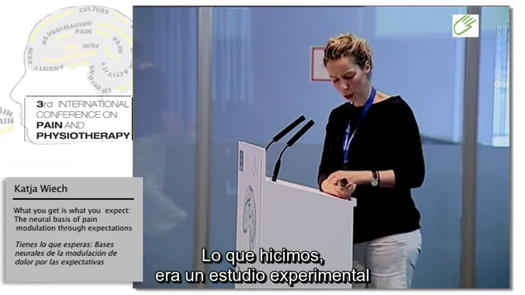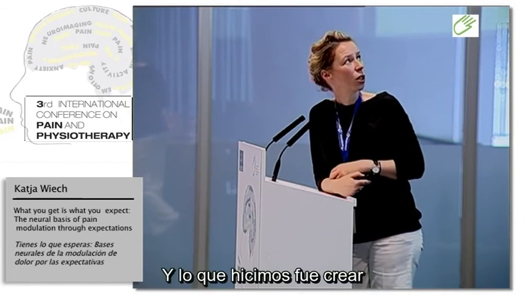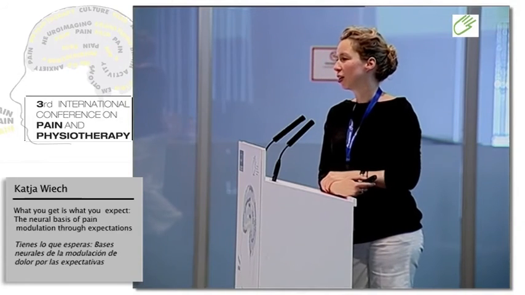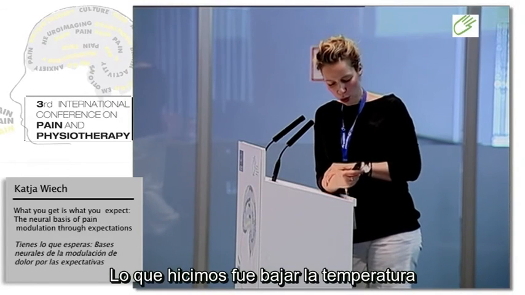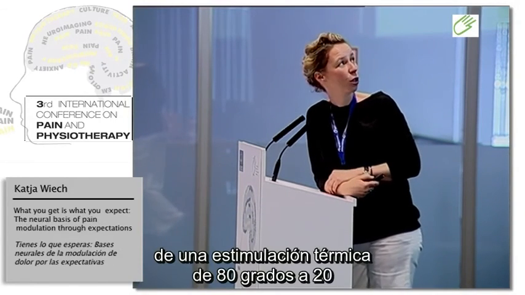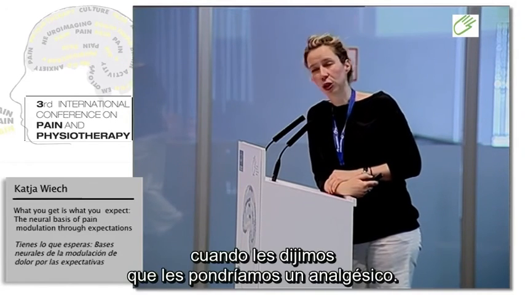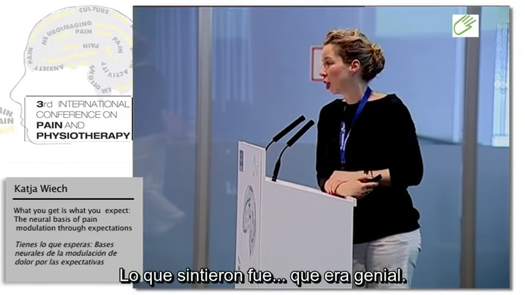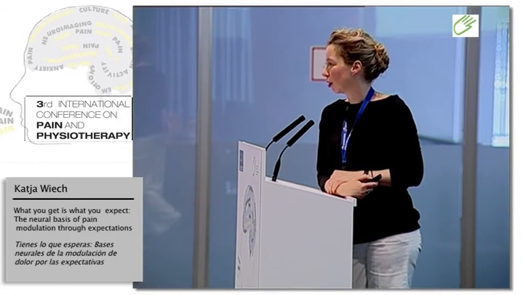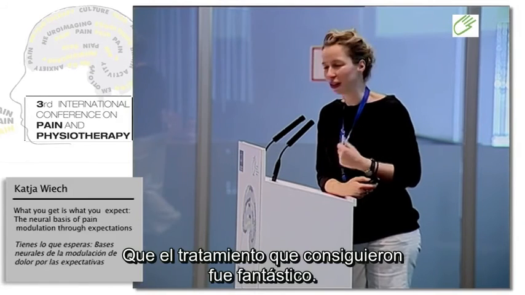Okay, so what did we do? That was an experimental study, again with brain imaging. And what we did was we created therapy success, which is great. So it would be great if we could do that, wouldn't it? So what we did was we lowered the temperature of a thermal stimulation from 80 to 20 when we told them they would go on an analgesic treatment. So what they felt was, that's brilliant. This stuff is working. So this treatment they got was fantastic.